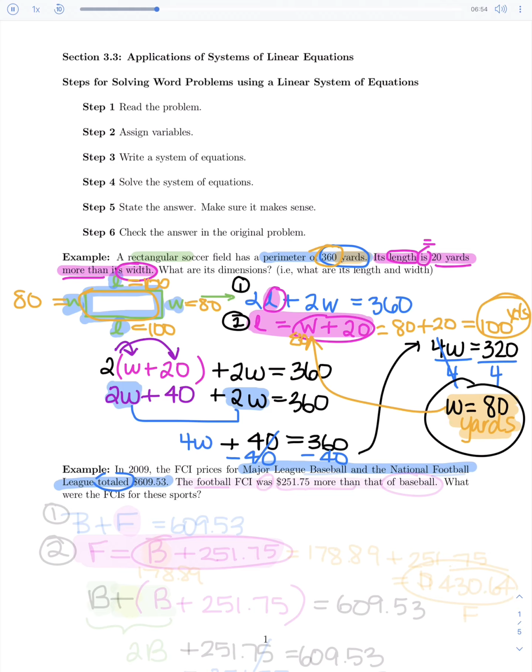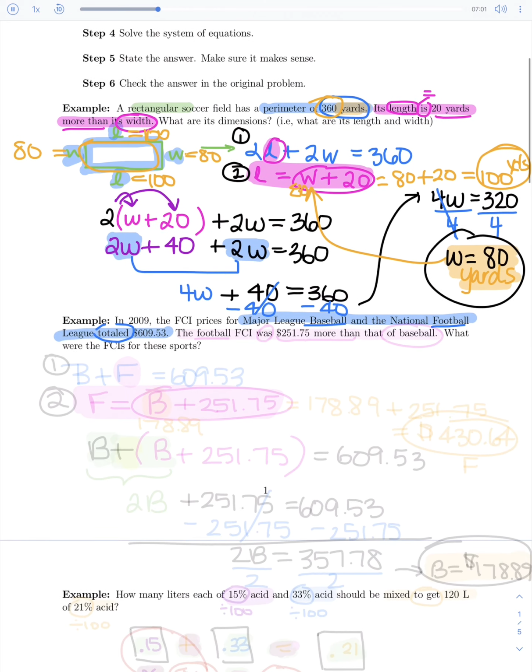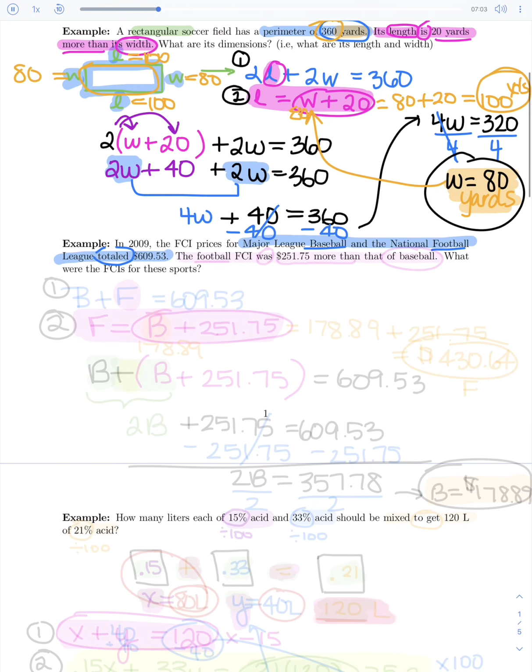Well, when we're talking about something totaling something, it means they should add up to be something. So we'll take the baseball amount and football amount. Because we're talking about baseball and football, I'm going to use B and F. And again, we said that they should total or add up to $609.53. So there's our first equation from our first sentence. The second equation is most likely going to come from our second sentence, so let's try that.